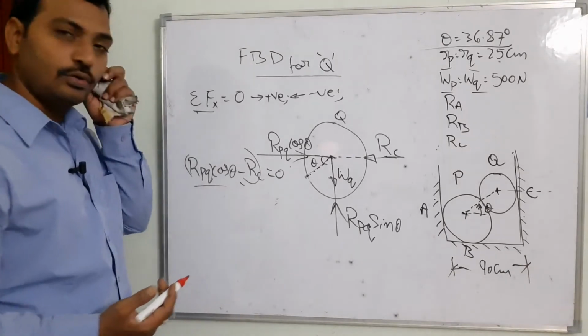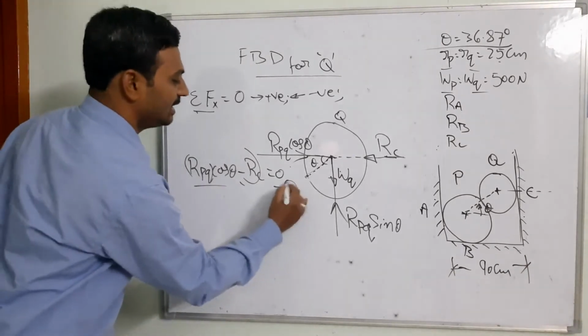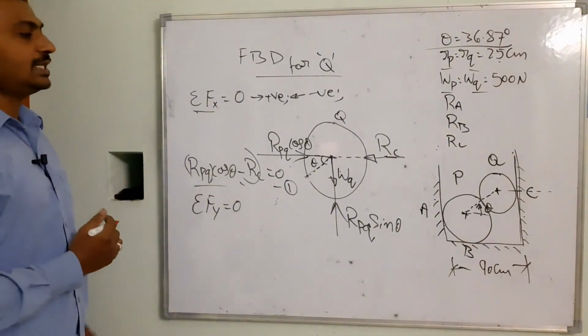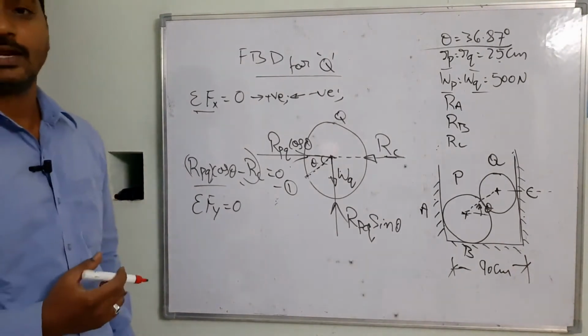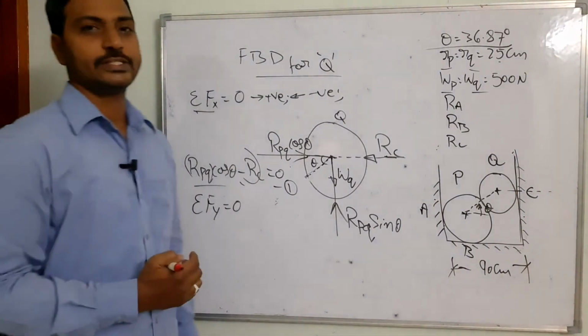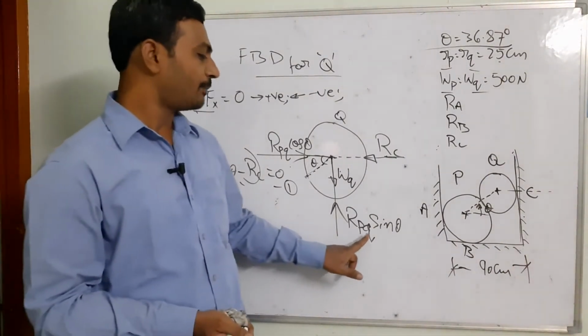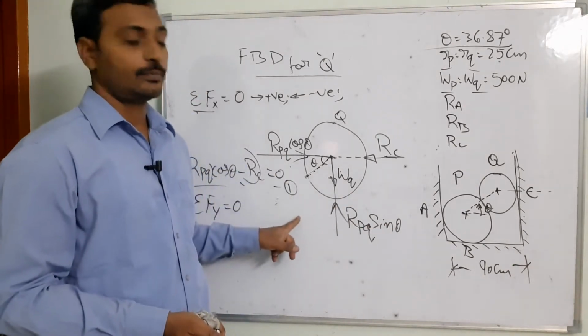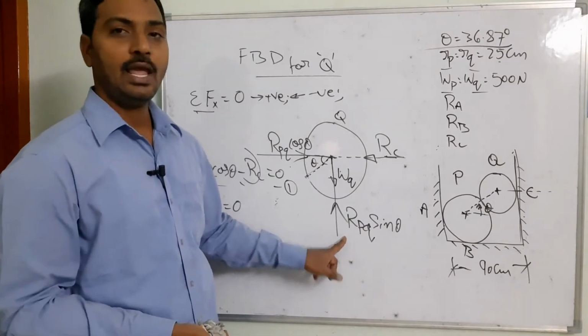So then I am going to take the second equation, that's going to be sigma F of y equal to 0. In this case, how many forces are there in the vertical direction? Yes, there are two forces. The first one is R_PQ sin theta, which is the resultant component of your R_PQ, acting in the vertically upward direction.